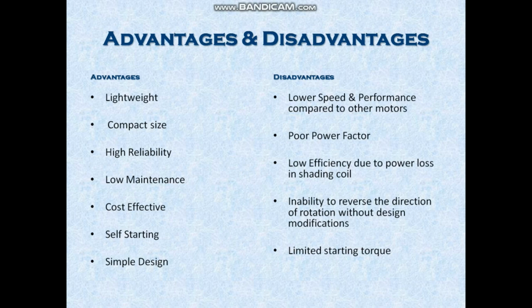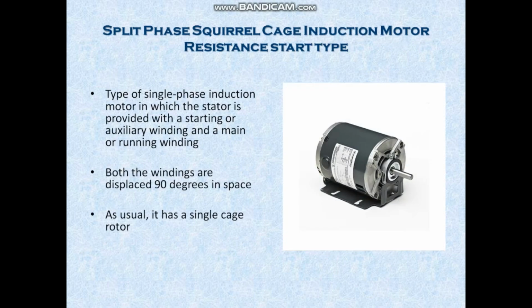The various disadvantages include lower speed and performance when compared to other AC motors, poor power factor, low efficiency due to power loss in the shading coil, inability to reverse the direction of rotation without design modifications, and limited starting torque.